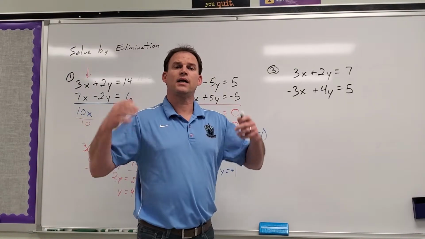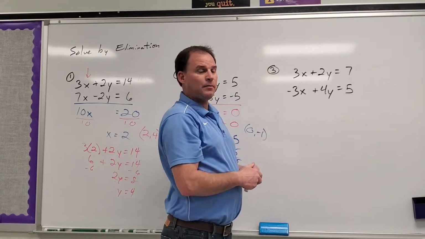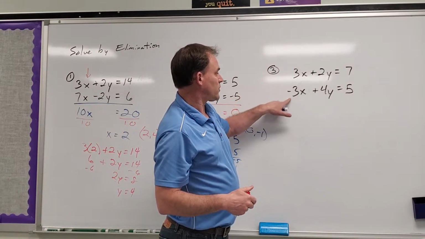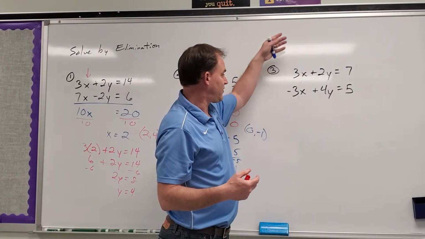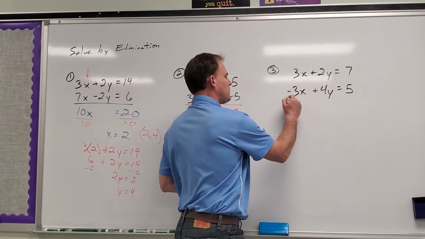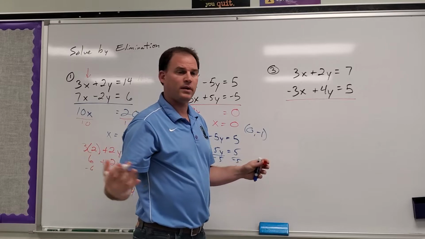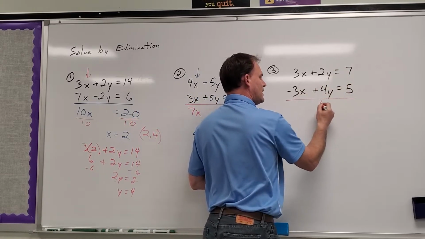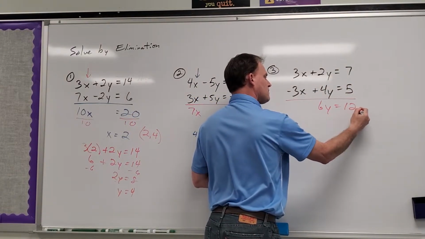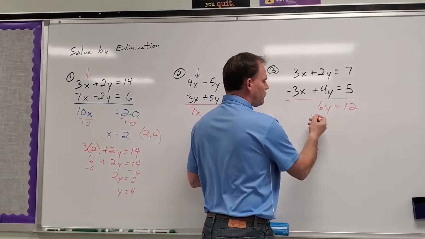Number 3. Again, check to see if you have the right format. Do I have opposites? Sure do. I got a plus 3 and a minus 3. Good. Is everything lined up? x's, y's, constants, good to go. Eliminate. In this case, the x's get eliminated. No big deal. I just continue to add. 6y equals 12. Get y by itself.